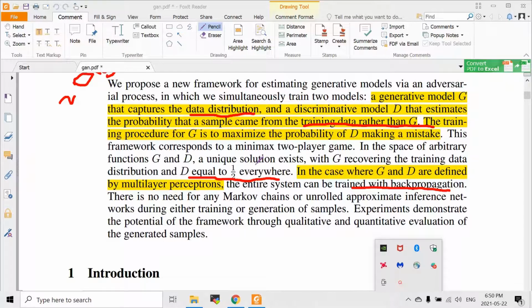Okay, so basically, there are two models that we need to train. There is a generator and there is a discriminator. The goal of the generator is basically to capture the data distribution. We want it to be as close to the data distribution as possible. And the discriminator's job is to tell if the data that it is coming across is from the training data or is the data that is generated by the generator, which is basically the fake data. The training procedure for G is to maximize the probability of D making a mistake.